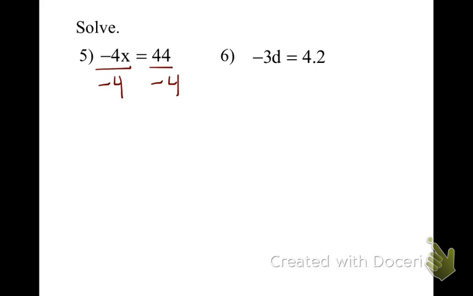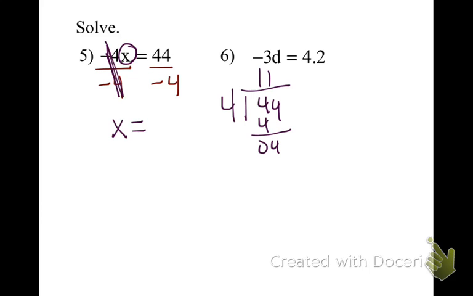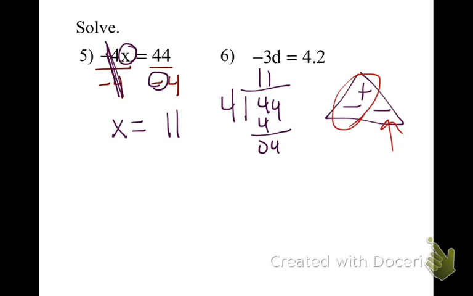If I notice, my -4's are going to cancel out. What am I left with? Just my x, which I was looking for. I bring down my x, bring down my equal sign. Now let's see, what's 44 divided by 4? Once, twice, so I get 11. But what did I forget? My negative. Never forget your triangle. It works for division. If I'm dividing by a positive and negative, negative will be your answer. So I'm going to have x is equal to -11. That should be your answer.